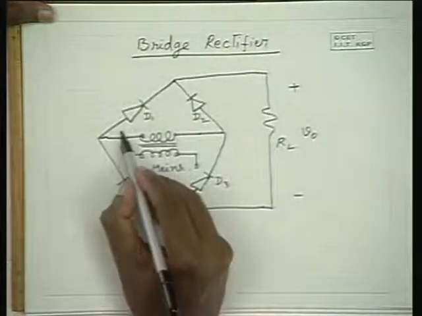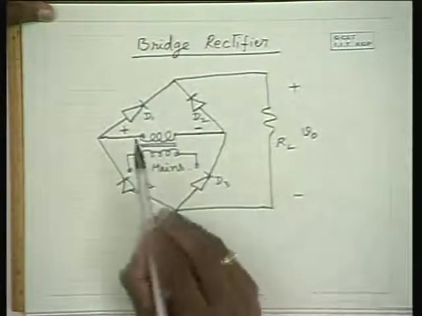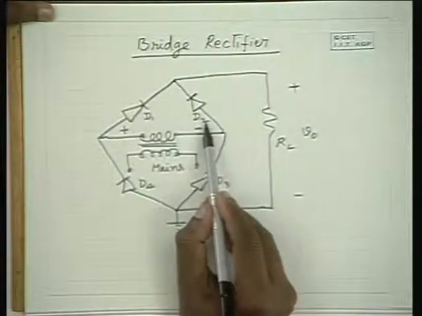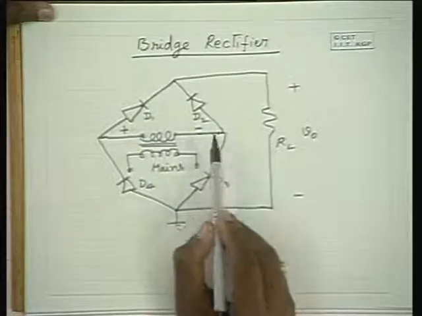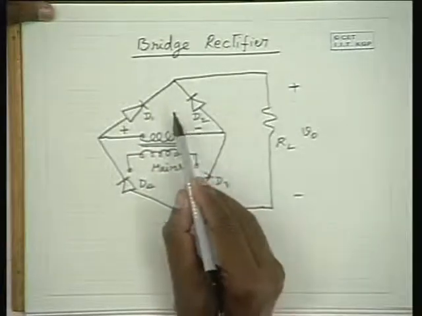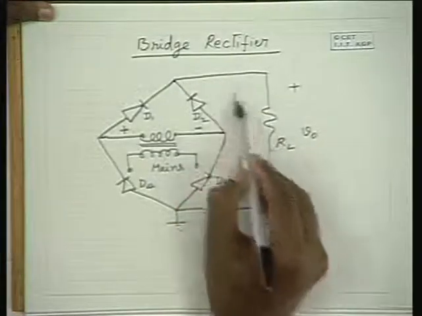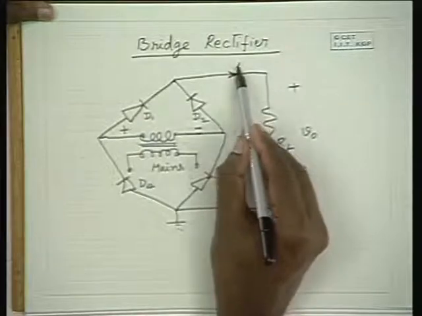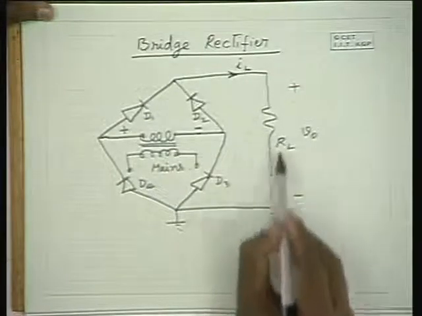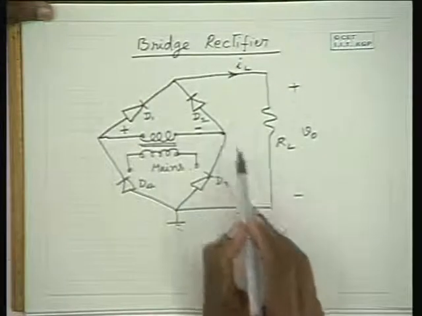Now during the positive half cycle, this side is positive compared to this, and as a result D1 would be forward biased and D2 would be reverse biased because its anode is connected to the negative most point. So D1 is forward biased, and this voltage is transferred to the load on this side, and the current goes through this load resistance in this fashion. And this current passes through this diode D3, and the circuit is completed.